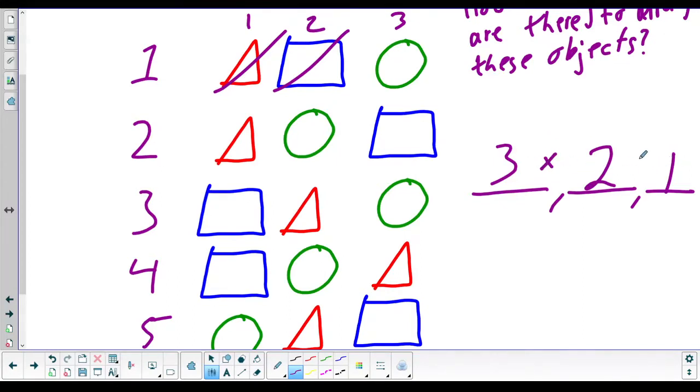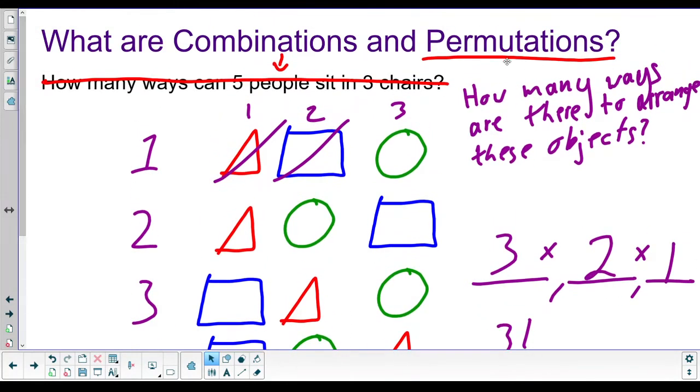So we multiply them. Oh, wait, what is 3 times 2 times 1? That's 3 factorial. Oh, crazy. What? It's almost like factorials are related to this. So these are what are known as permutations. Okay, it's different ways you can organize this stuff.